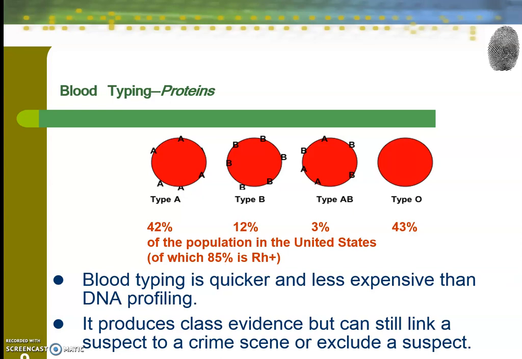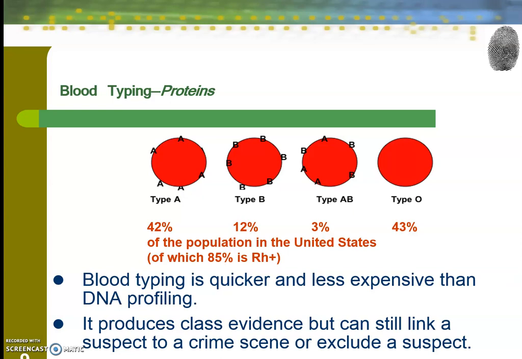So if we were to look here at this diagram, it says the percentage of the population that has these certain blood types. About 42% of the population is type A, 12% is type B, 3% is type AB, and 43% is type O. Blood typing is quick and much less expensive than DNA profiling.